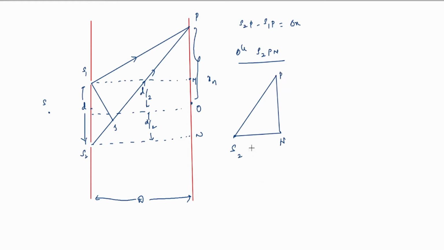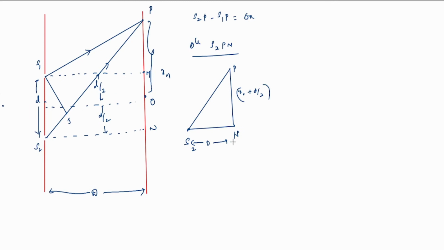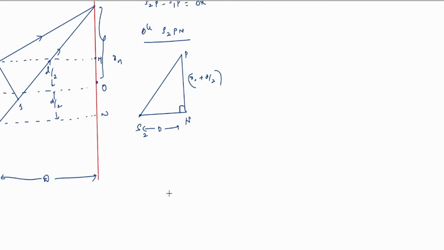The distance from S2 to N would be capital D, the distance between the screen and the slits, and PN would be PO plus ON. PO is xn and ON is d by 2. So this becomes xn plus d by 2. Now also the angle made here is 90 degrees because we're drawing a normal to the screen. Now from this triangle, S2P the whole square is equal to xn plus d by 2 the whole square plus capital D square. This is the Pythagoras theorem.